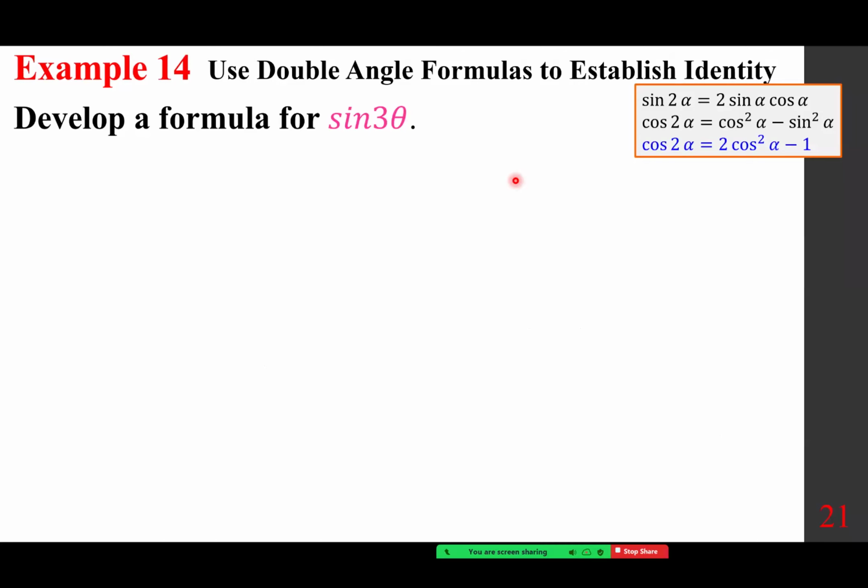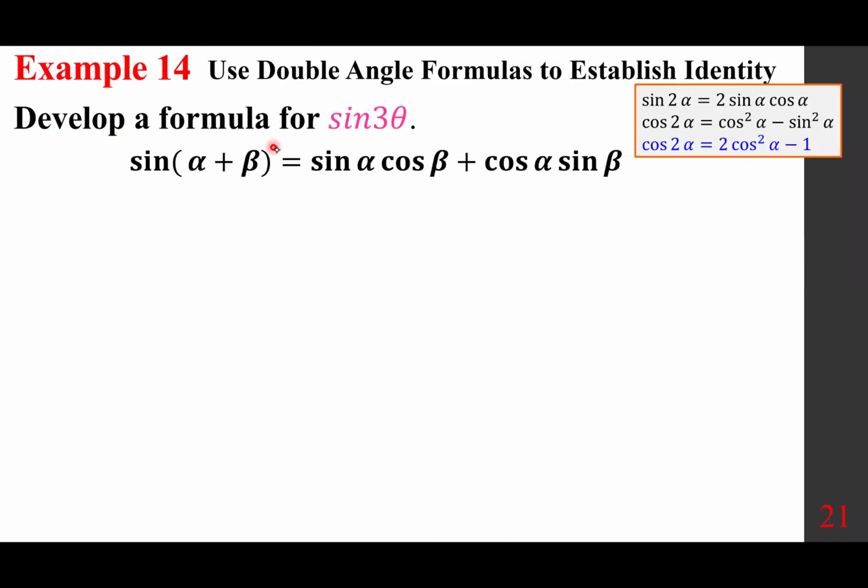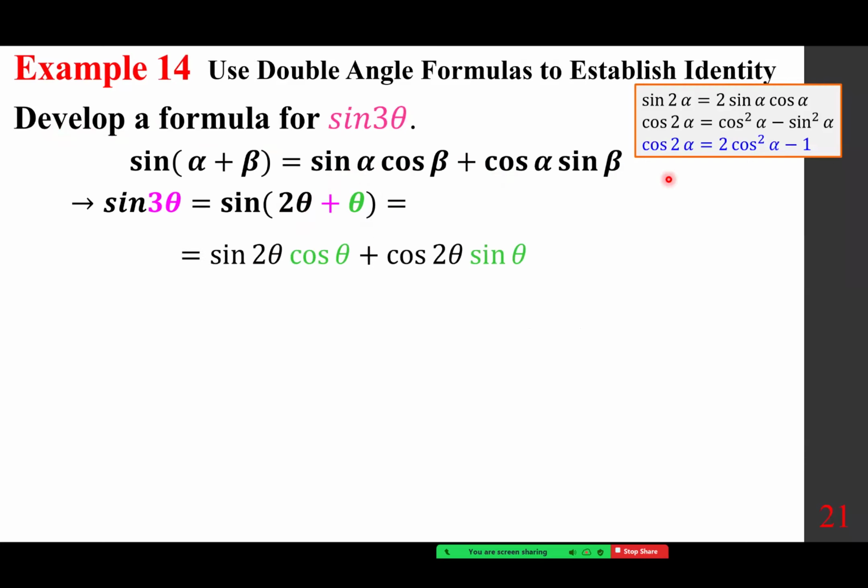Use the double angle formula to establish an identity, and develop a formula for sine of 3 theta. Well, we know the formula for sine of alpha plus beta. So we cut the 3 theta into 2 theta and theta. Now we use this identity: sine alpha cosine beta plus cosine alpha sine beta. So sine 2 theta cosine theta plus cosine 2 theta sine theta.